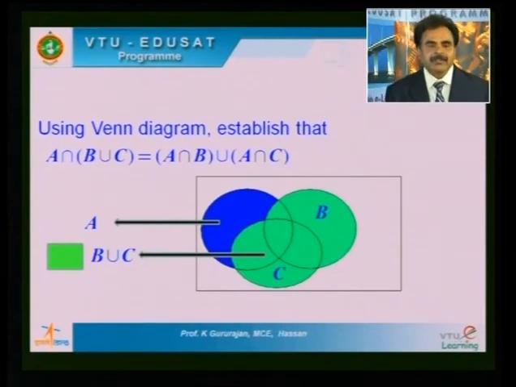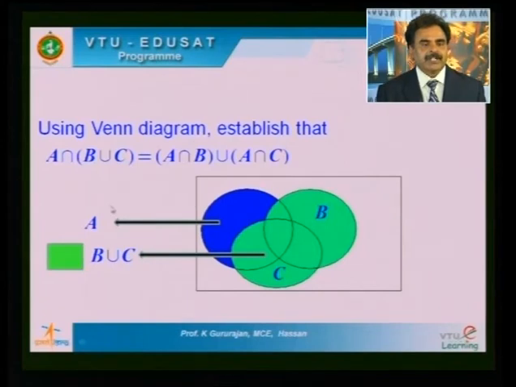The same type of problems we can even exhibit by using the Venn diagram approach. For example, I have considered the same problem here, the distributive law. Now I would like to use the Venn diagram approach for the same. This rectangular portion represents the universal set. This red circular region represents the set A, and this circular region represents the set B.